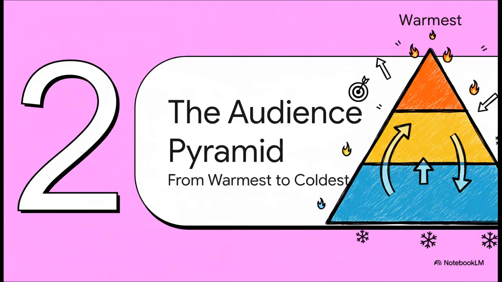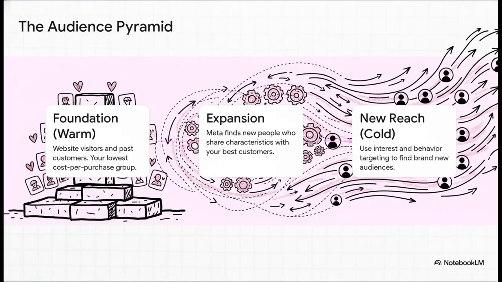Okay, so we know we need to target the right audience, but how do we actually structure that in a way that makes sense and makes us money? Well, we use a really simple but powerful model called the audience pyramid. This pyramid just organizes your focus perfectly. You start at the bottom with your foundation. These are your warm audiences, people who already know you, like website visitors or past customers. They are, by far, your most profitable group. Then you move up to expand, using what Meta calls lookalikes. That's where the algorithm brilliantly finds new people who are super similar to your best customers. And only then, at the very top, do you reach out to completely new, cold audiences to grow your brand. You always build from the bottom up.